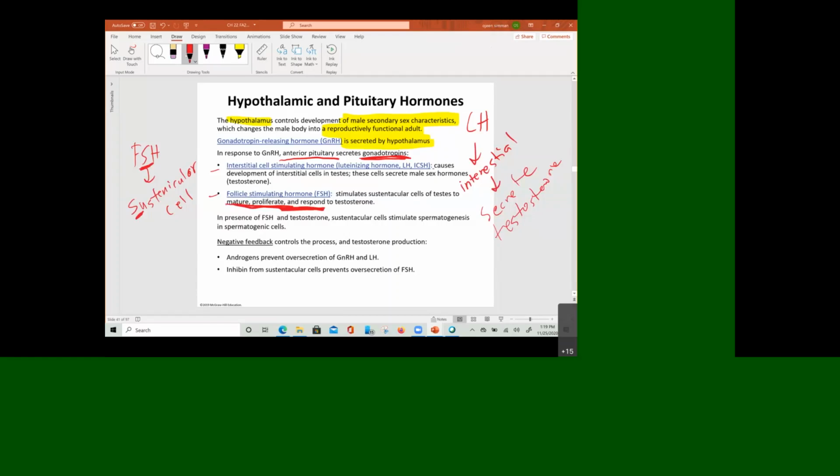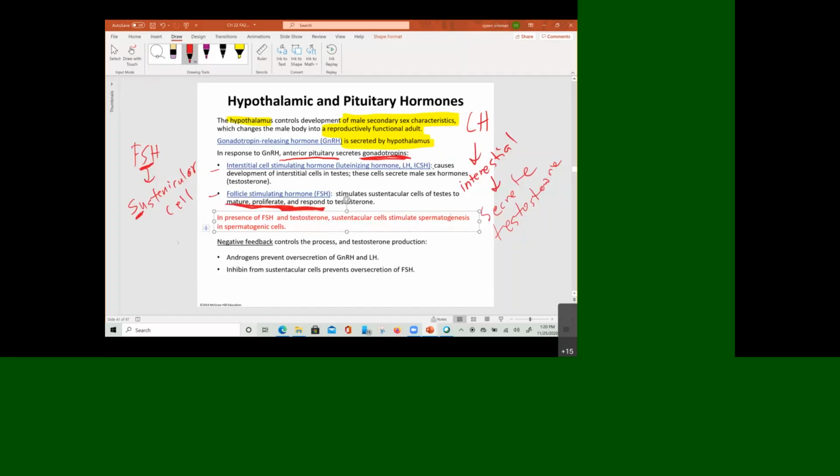Now, in the presence of FSH and testosterone, the sustentacular cells will stimulate spermatogenesis in the spermatogenic cells. That's basically the process of maturation of the sperm. All of this is controlled through a negative feedback mechanism.